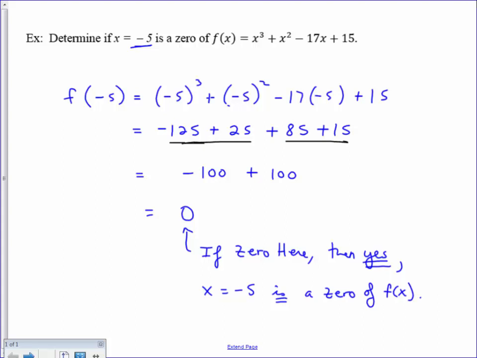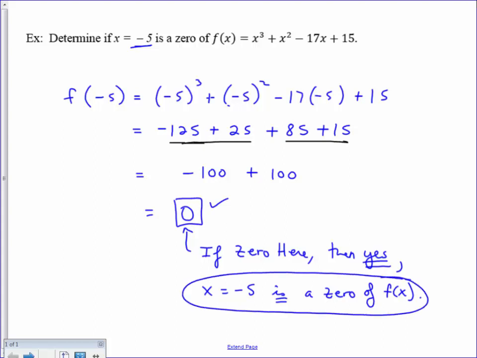If you have a problem and this result does not end up equaling 0, then we've got a problem and the given number would not be a 0.